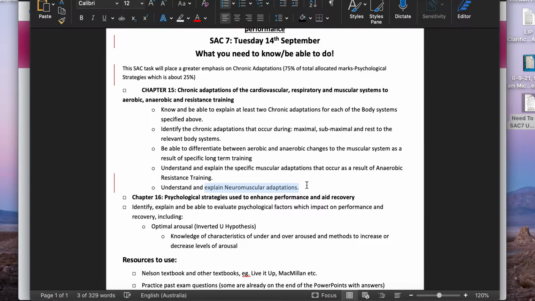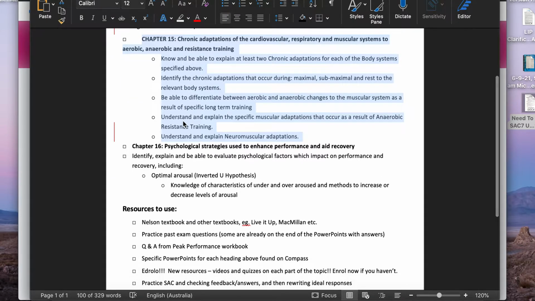So essentially everything that is sitting inside that chapter 15 is pretty important, that you're feeling comfortable and confident. You've rewatched my videos, you've looked at your Edrolo, you've been working through the PEAK questions, and you do the practice SAC that we administer to you this week.